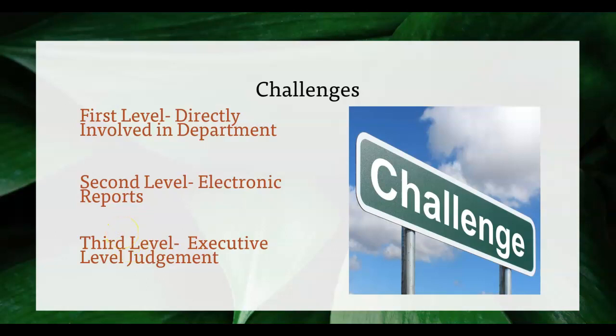So that's why it's so important for all of these levels to be involved when it comes to forecasting, to get the best forecast of what the budget's going to be and what will be needed for the upcoming time periods or years for the organization.